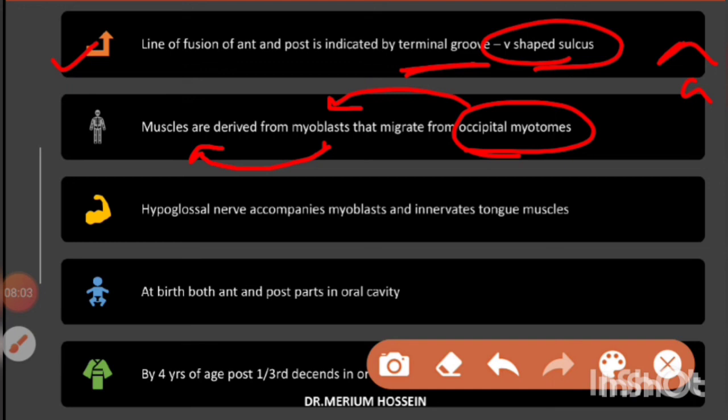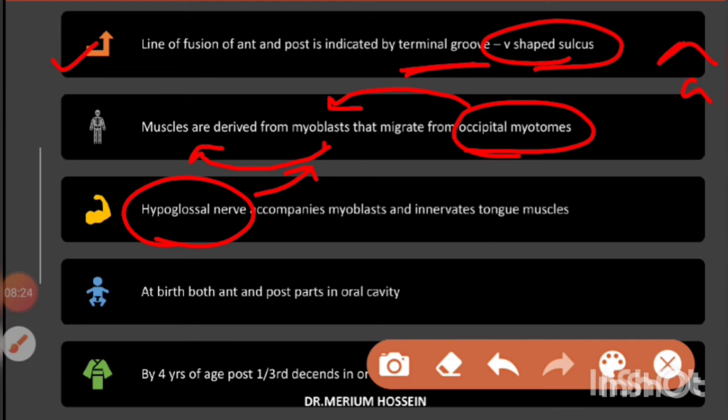Now there is going to be the hypoglossal nerve. This is the major nerve that supplies the tongue muscles. This nerve always accompanies the myoblasts and travels to the tongue, and then it innervates the developing muscles.